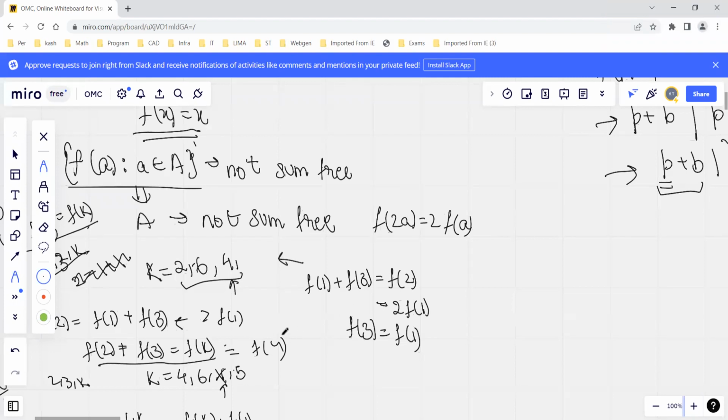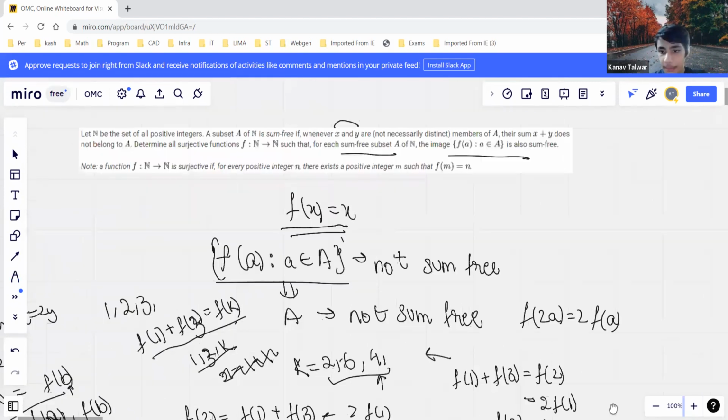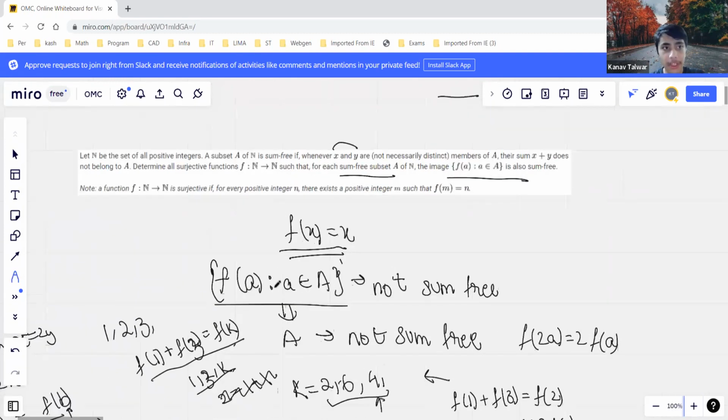Can you just repeat in short? Yes, I will repeat in short, sure. So first we restricted the problem: if the image set is not sum free, then the original set is not sum free. Like if f of a, where a is in capital A, is not sum free, then the original set capital A is also not sum free. Just because if capital A were sum free, then by the problem statement, the image set must also be not sum free, right? Is this clear?